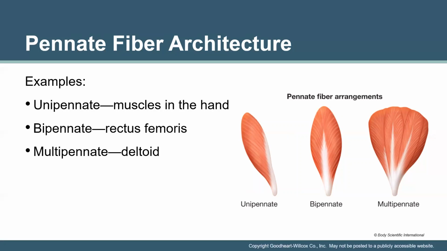In this type of architecture, the fibers will attach obliquely to a central tendon, and then in some cases to more than one. The unipennate has an arrangement where the fibers are aligned in one direction. The bipennate would have the attachment to that central tendon in the center, and then the multipennate, these are where fibers that attach to the central tendon will be in more than two directions.